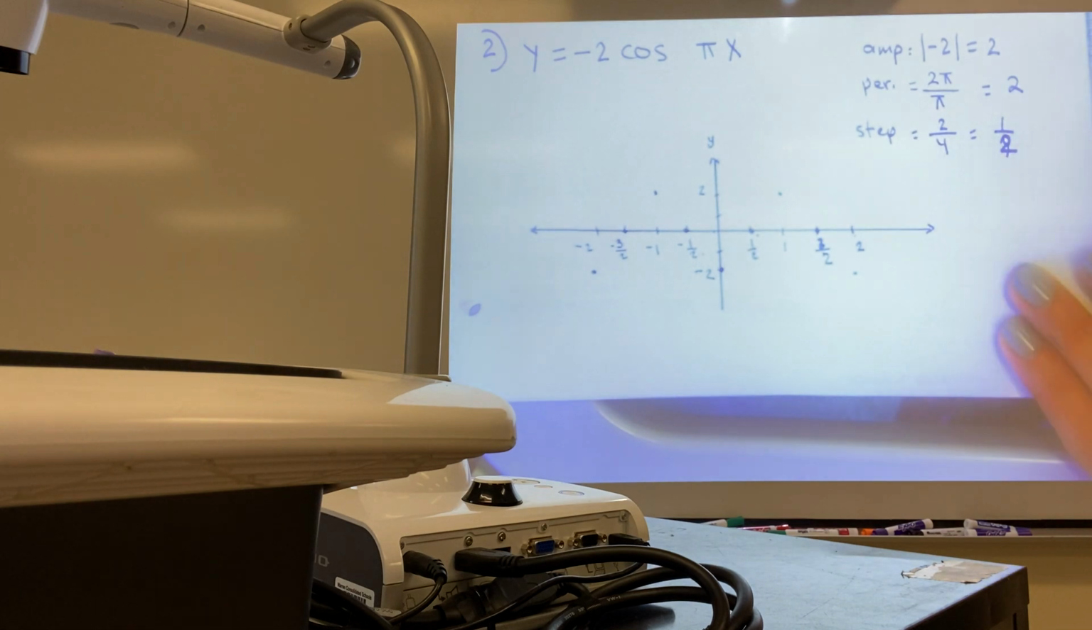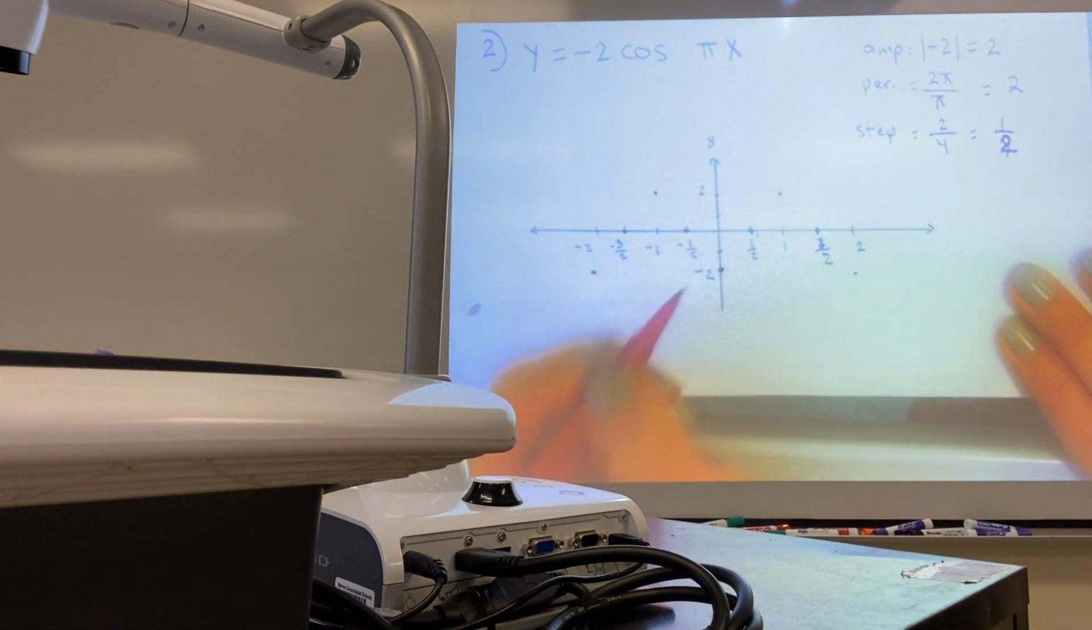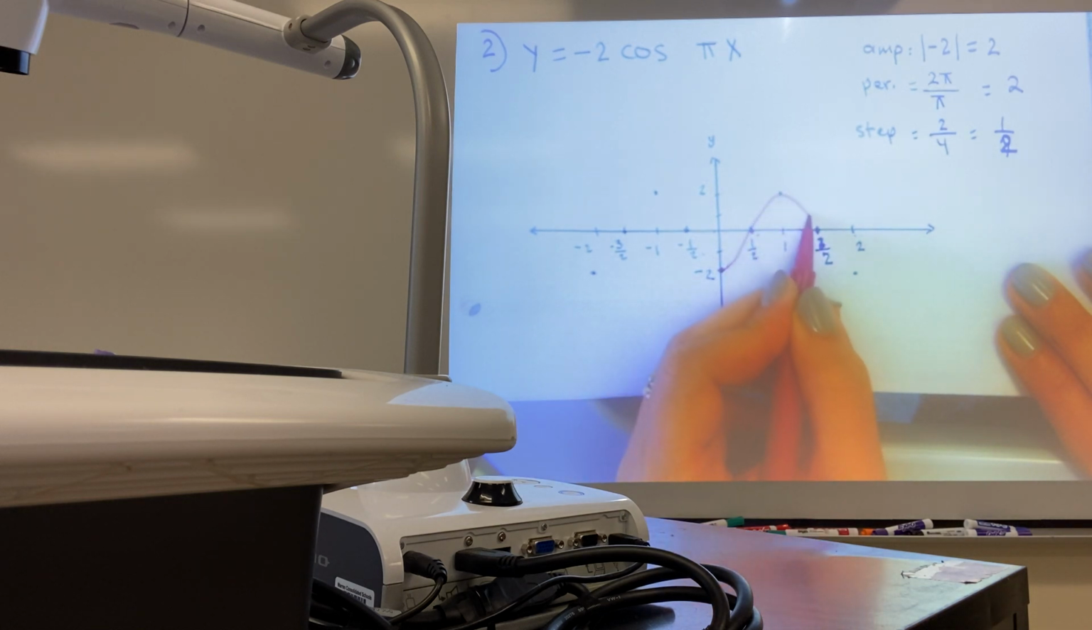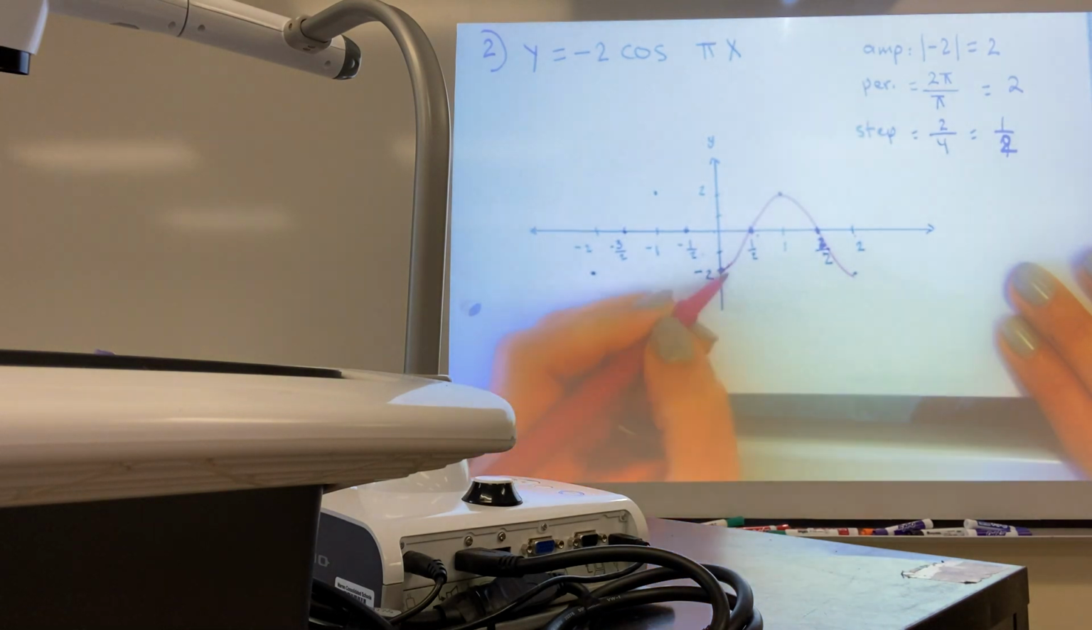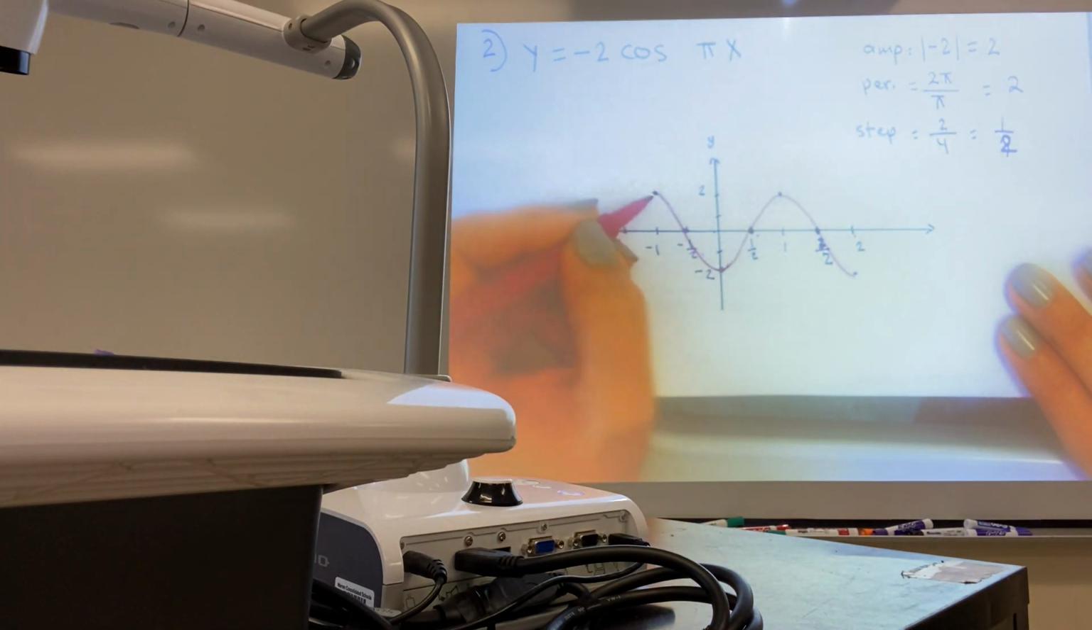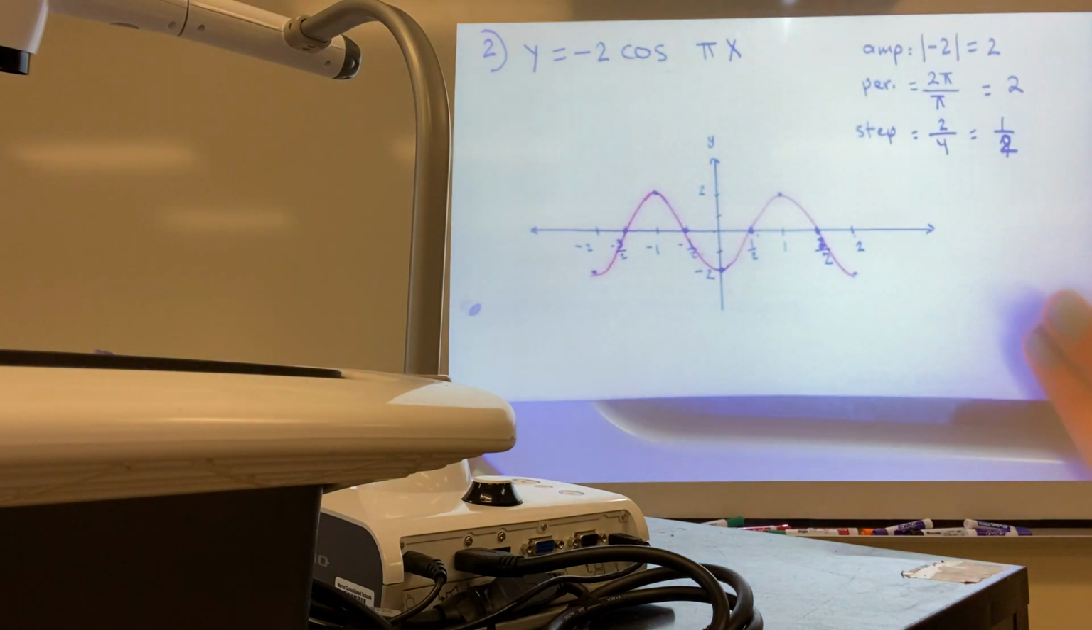Okay, now I have all the points. I can connect them to have my cosine graph. And it should look like this.